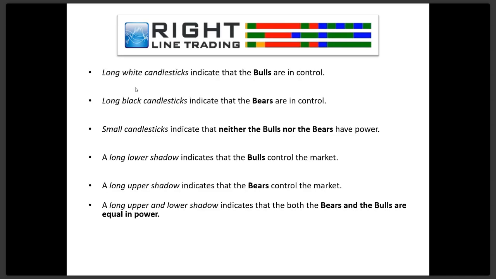And here, the long white candles indicate the bulls are in control. The black candles indicate that the bears are in control. The small candlesticks show that neither the bulls nor the bears are in control. A long lower shadow shows that there's a bear failure and that the bulls are in control. A long upper shadow shows that there's a bull failure and that the bears are in control. And a long upper and lower shadow indicate that both the bulls and the bears are equal in power.